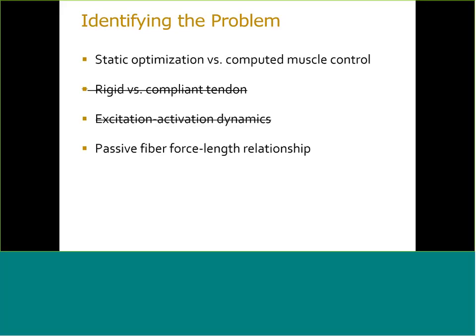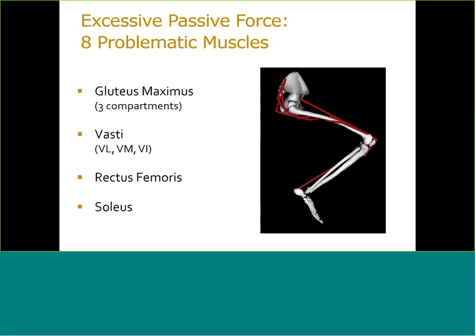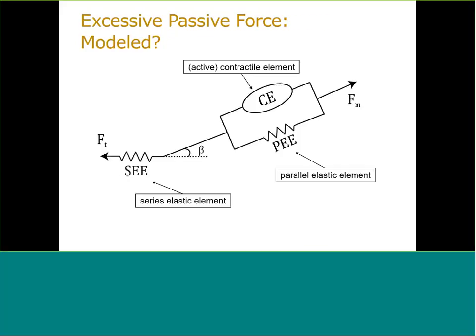So we ran a series of simulations with different setups, and we ended up eliminating the algorithm, tendon compliance, and activation dynamics as the primary sources of these excessive coactivations. And this led us to the passive fiber forces as the main culprit for the discrepancy. Specifically, it was the passive force generated by 8 muscle tendon units that were the most problematic. They were the 3 compartments of the gluteus maximus, the 3 vasti muscles, the lateralis, medialis, and intermedius, the rectus femoris, and the soleus. So how are passive forces modeled in our model?